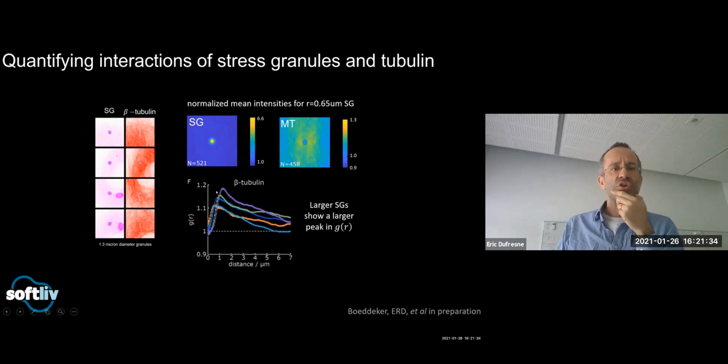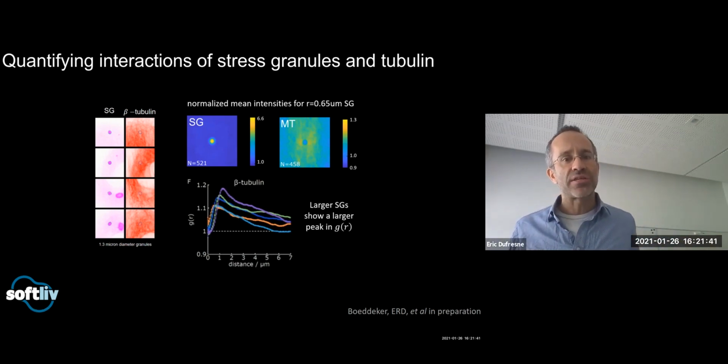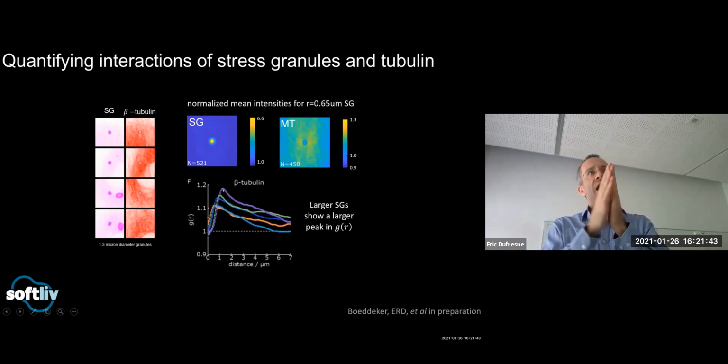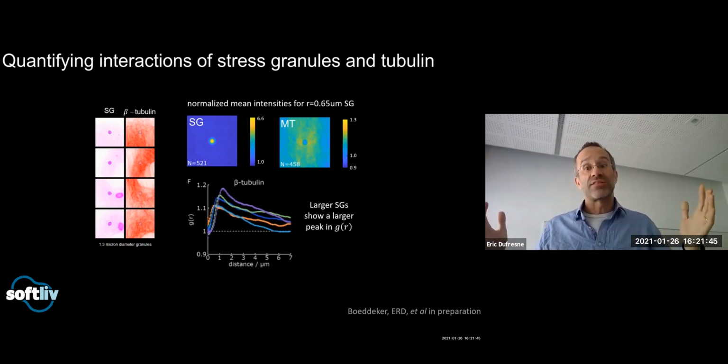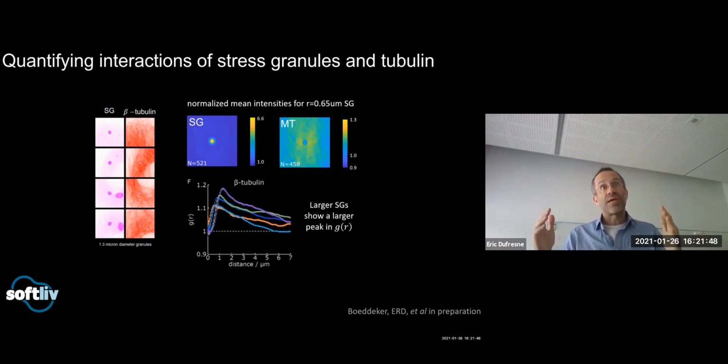So what we see is a strong increase in the probability of observing a microtubule at the edge of a stress granule. And that increase in the probability gets bigger and bigger as the stress granule increases in size. Okay, so that's the basic statistical observation that we're seeing.